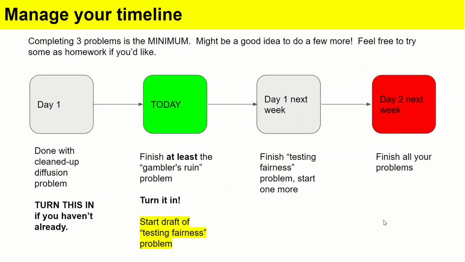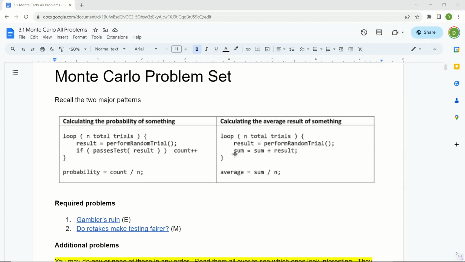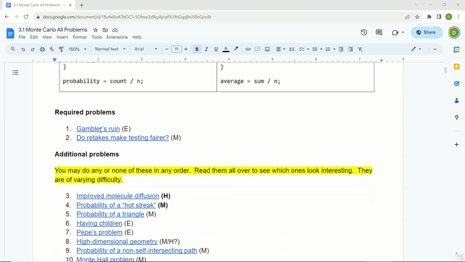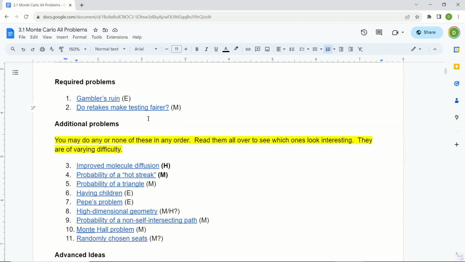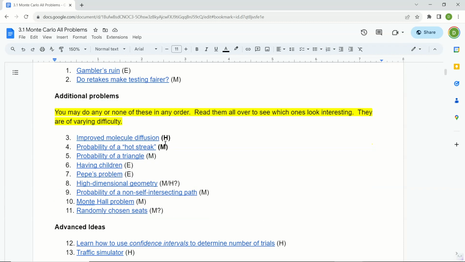All right. Let me just show you what the problems look like. So this document is linked at the top of Schoology. I've got the 2 major patterns here. Here's the 2 required problems, Gambler's Ruin and do retakes make testing fairer, and they've been labeled easy and medium, although my judgment here is pretty subjective, and you might experience them differently. So you can click on it and go to the bookmark in the document to read the description of the problem. There's a lot of additional problems, and you can do them. You can do any of them. You could do none of them. You could do them in any order. They're marked by what I judge to be the approximate difficulty.